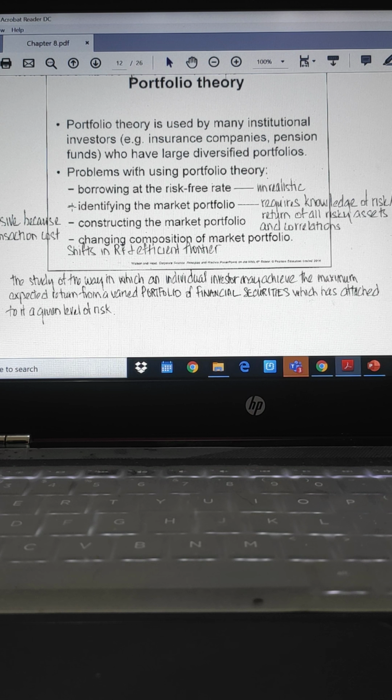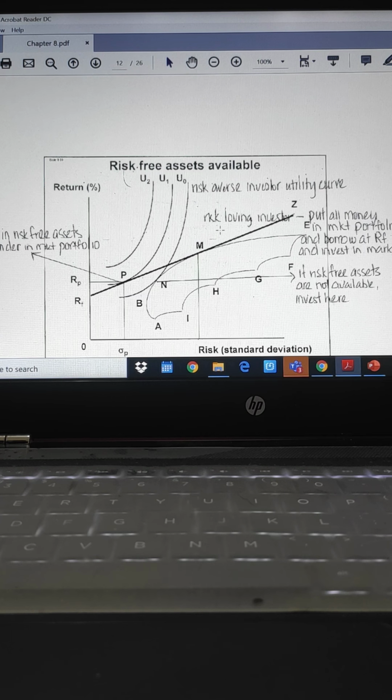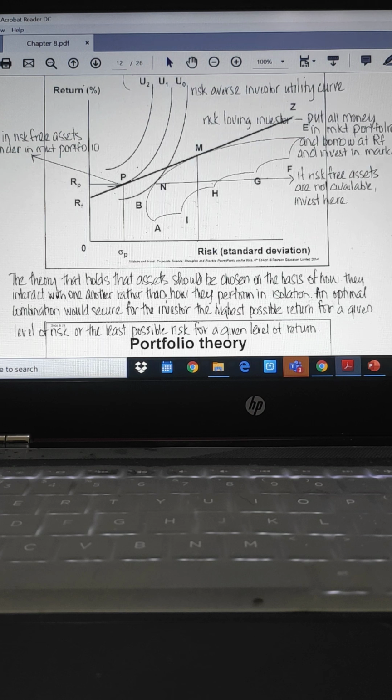It is also very difficult to identify the market portfolio. I explain here, it requires knowledge of the risk and return of all risky assets and their correlations. Remember, under Markowitz theory, anything in the arc are risky assets. It's so difficult to individually calculate the portfolio returns as well as their standard deviations along with their correlations.